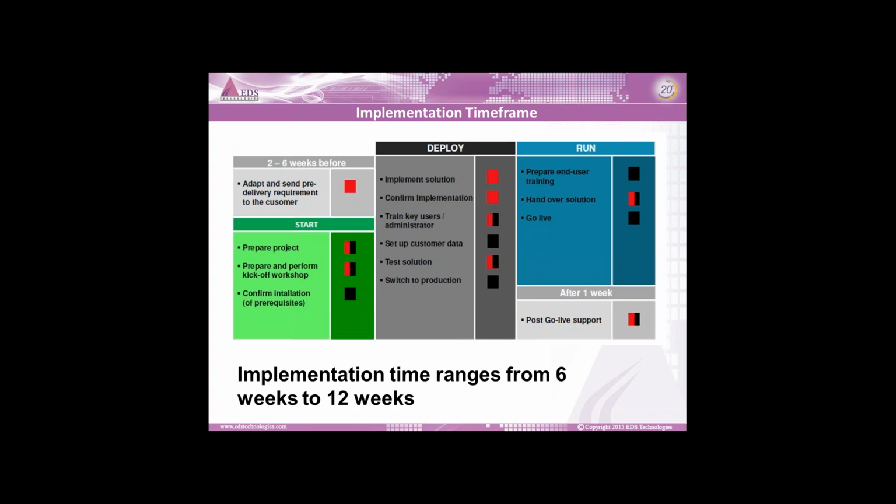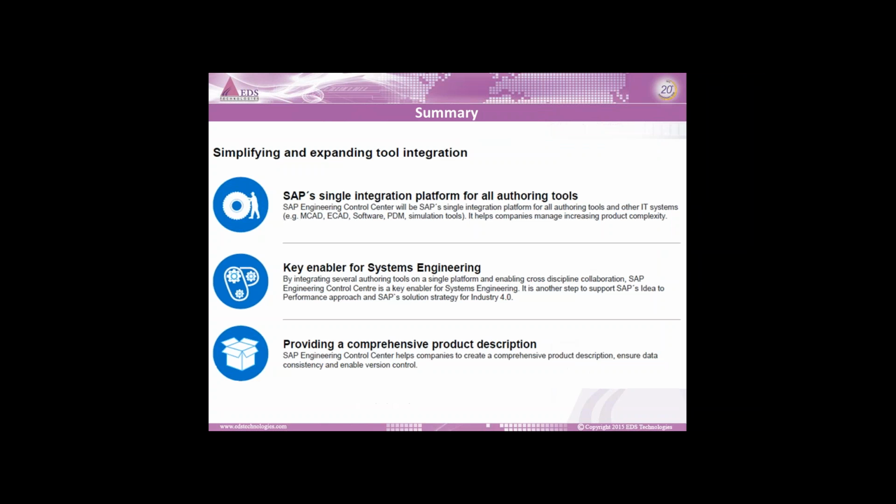In summary, it's one single integration platform for all the authoring tools, be it any CAD, as I mentioned. It could be a mechanical CAD application, an electrical CAD, or an in-house developed solution. In fact, you can also have the PDMs integrated, and also the simulation tools. SAP Engineering Control Center can integrate any of these. It helps companies manage increasing product complexity. It's one of the key enablers for systems engineering, integrating several authoring tools on a single platform and enabling cross-discipline collaboration.